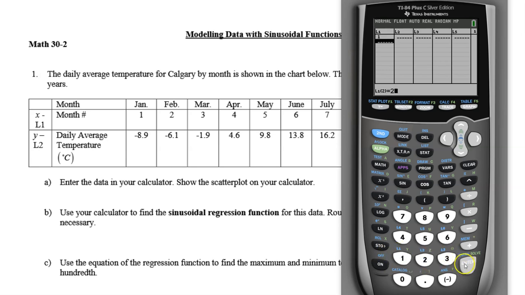1, 2, 3, 4, and so on. 7, 8, 9, 10, 11, 12. Arrow over to L2, and you should have printed the sheet, so you've got it in front of you. So negative 8.9, and then I'm just going to pause, and I'll go and enter the rest of the values.